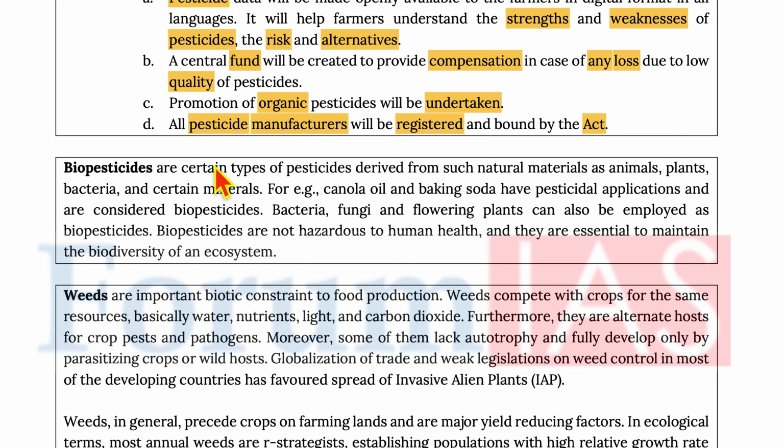Now, biopesticides are certain types of pesticides derived from natural materials such as animals, plants, bacteria, and certain minerals. For example, canola oil and baking soda have pesticidal applications and are considered biopesticides. Bacteria, fungi, and flowering plants can be employed as biopesticides. Biopesticides are not hazardous to human health as they are essential to maintain the biodiversity of an ecosystem.